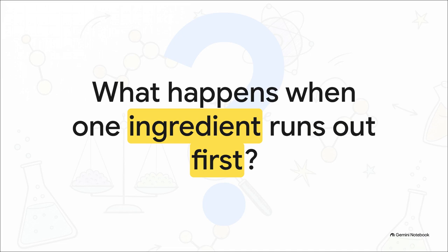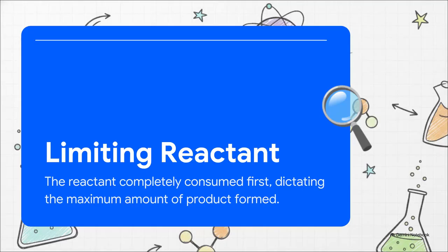Let's jump back to that kitchen analogy for a sec. Imagine you're baking that cake again. You've got 10 massive bags of flour, 20 bags of sugar, but you only have 2 eggs. What happens? Well, you have to stop baking. You can literally only make as much cake as those 2 little eggs will allow.